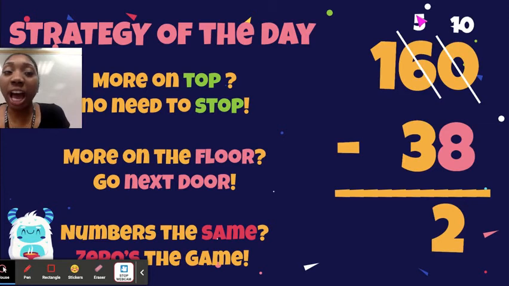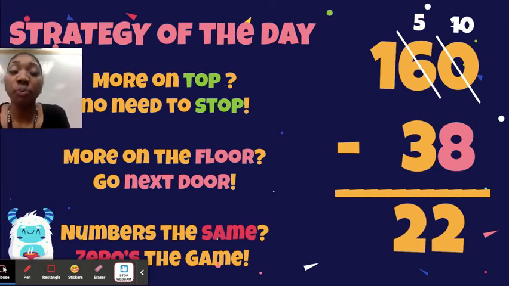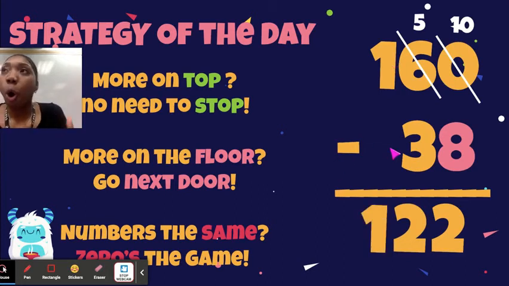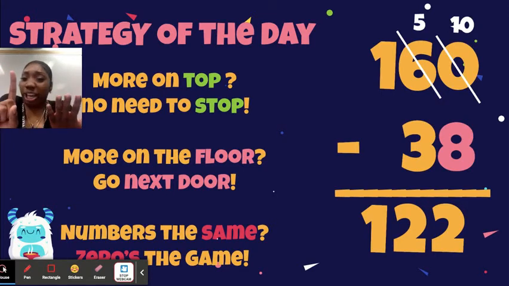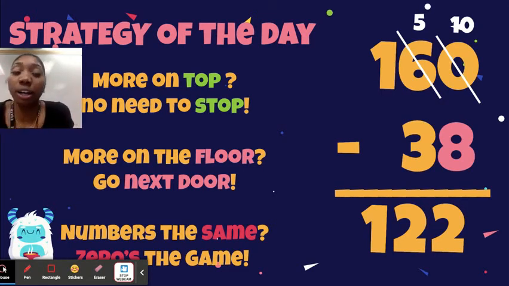And then I have 5 minus 3, which I know is 2. And then 1 minus 0 is 1. Because if I have 1 and if I don't take away anything, I still have 1. And so 160 minus 38 is 122.